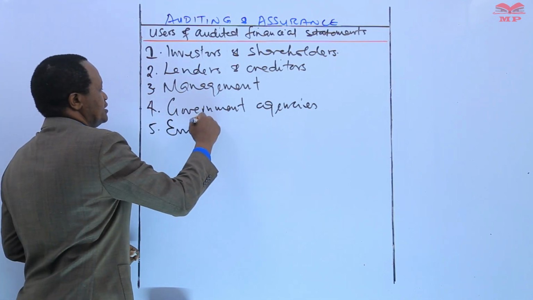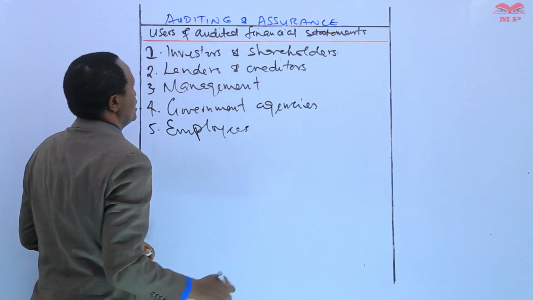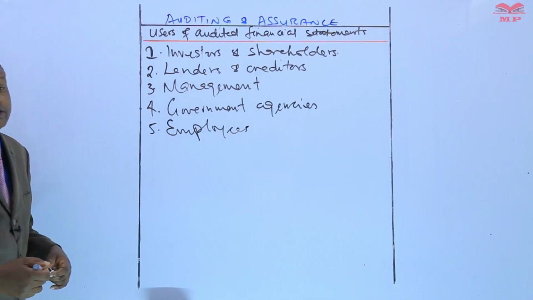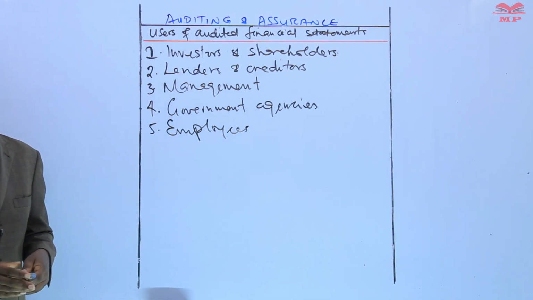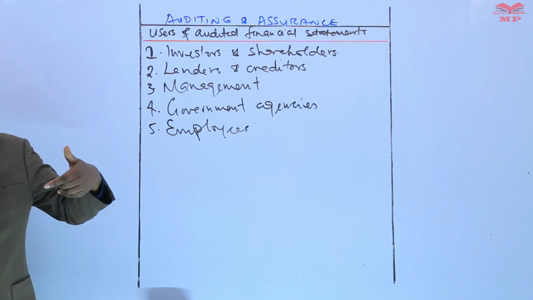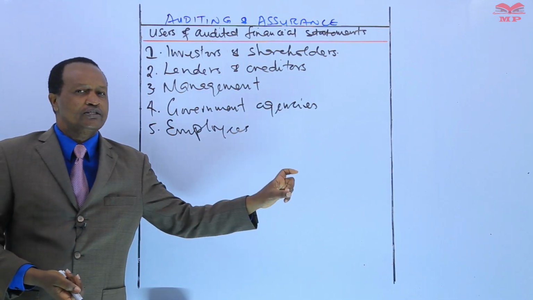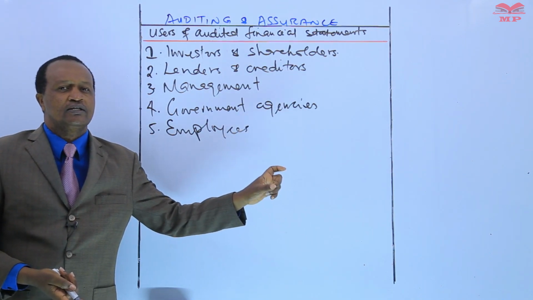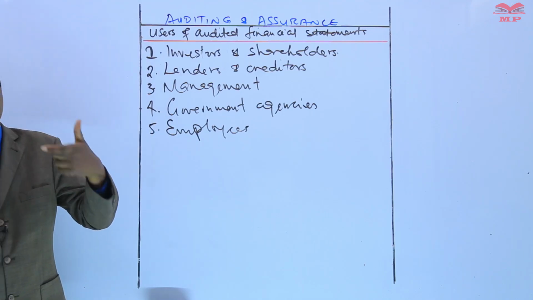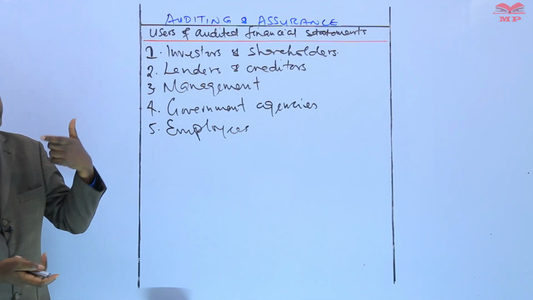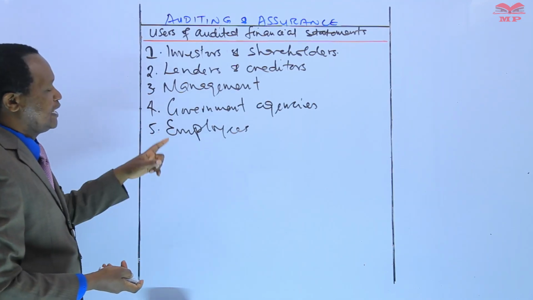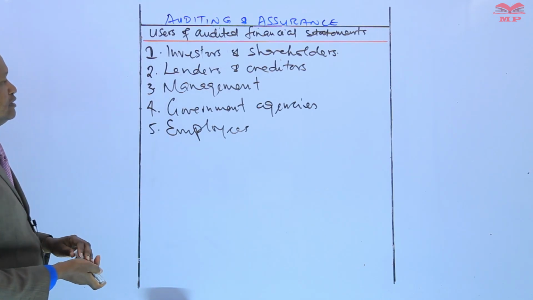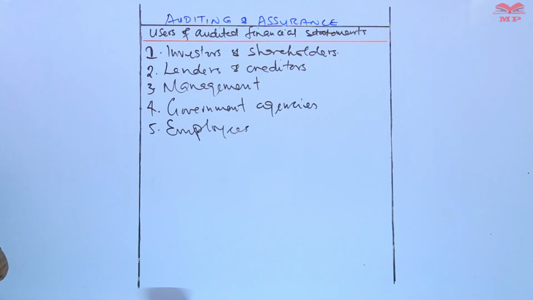Then the fifth user is the employees. Employees are also users of audited financial statements. Employees may be interested in the financial health of their employer, especially if their compensation or job security is tied to the company's performance. Employees, that is the fifth user.